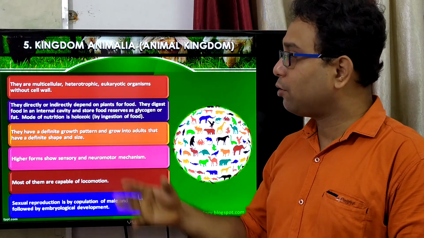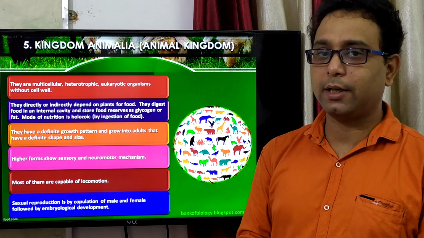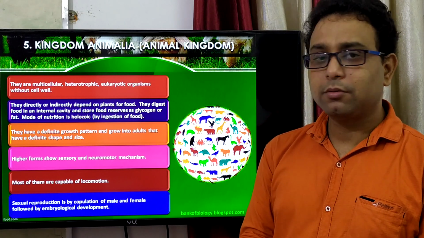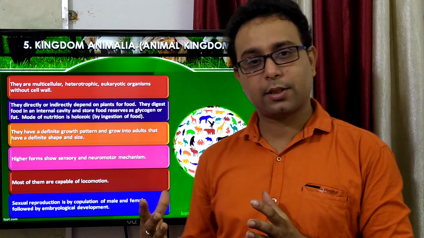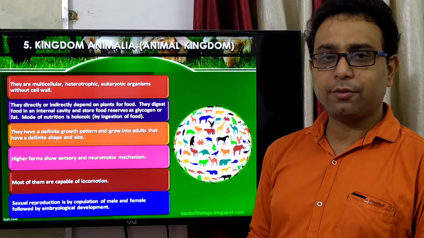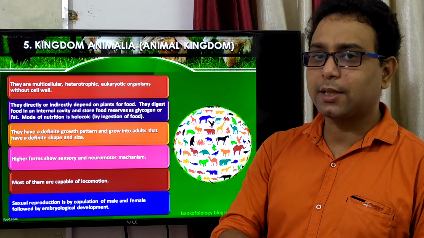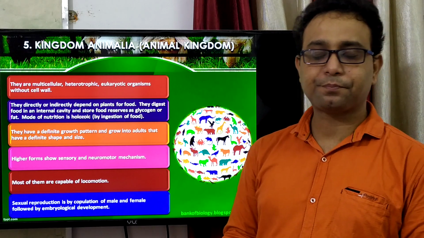Next one, they are eukaryotic organisms. All the cells have a well-defined nucleus, but they do not have a cell wall. You know, the Protista group is there. They are also eukaryotic, but unicellular, and they have a cell wall. But animal cells do not have a cell wall.